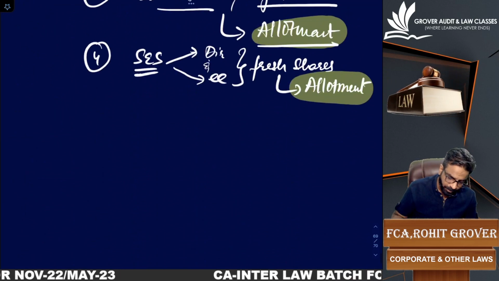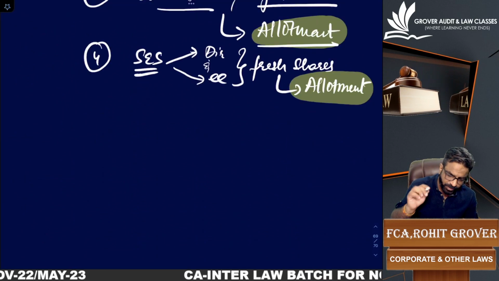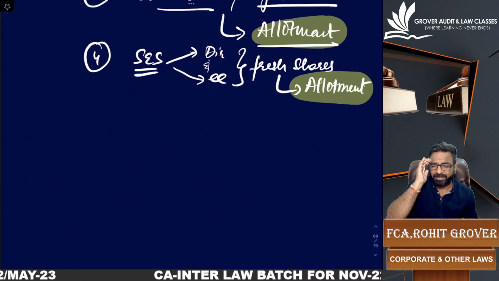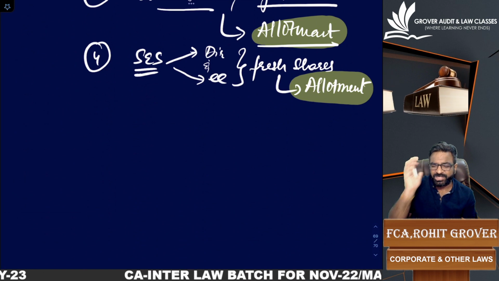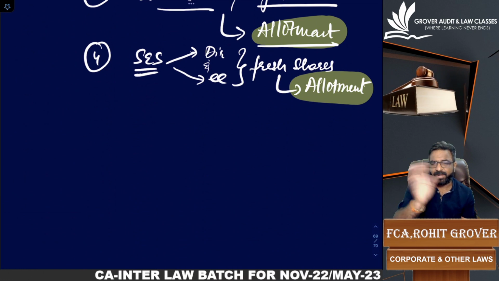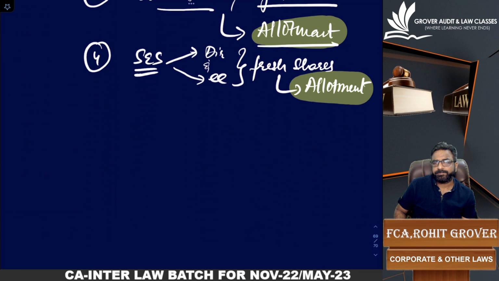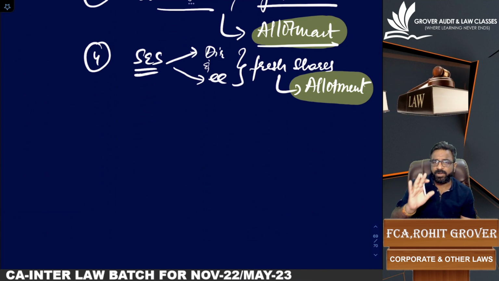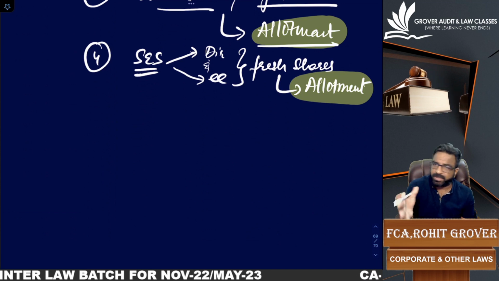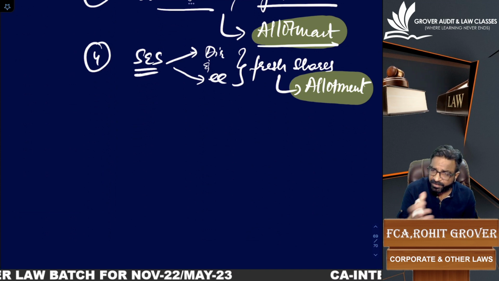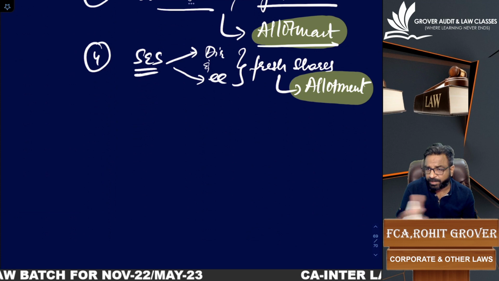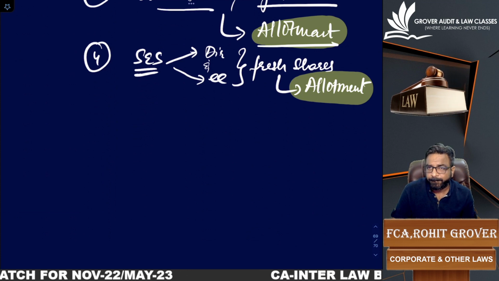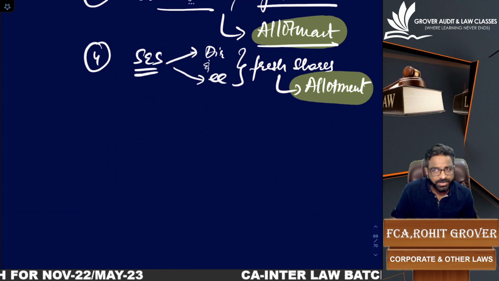Now, point number 2, everyone. We understood what we mean by allotment. So everyone, please write in the comment box: is reissue of forfeited shares an allotment? No, it is not an allotment. Is the offer for sale of securities by the promoters to the public an allotment? No, it is not an allotment.